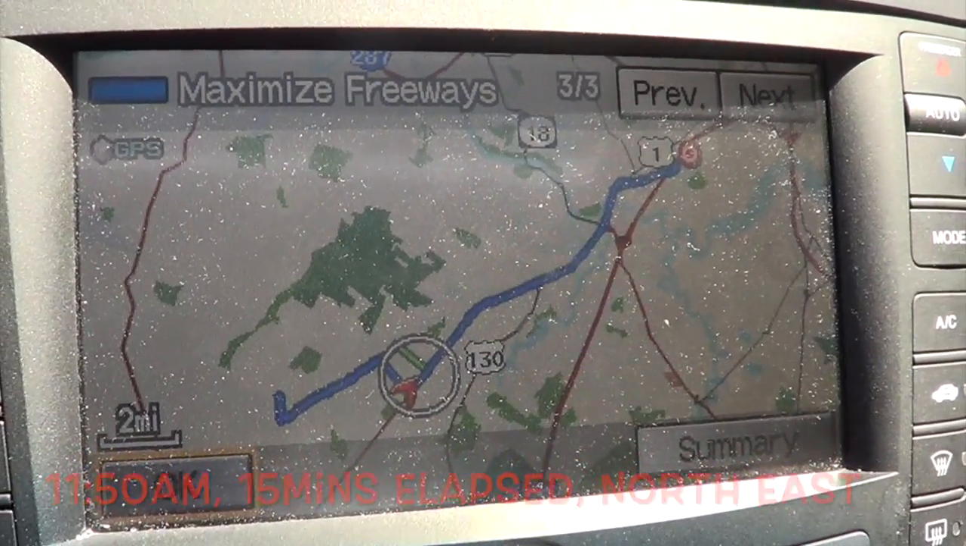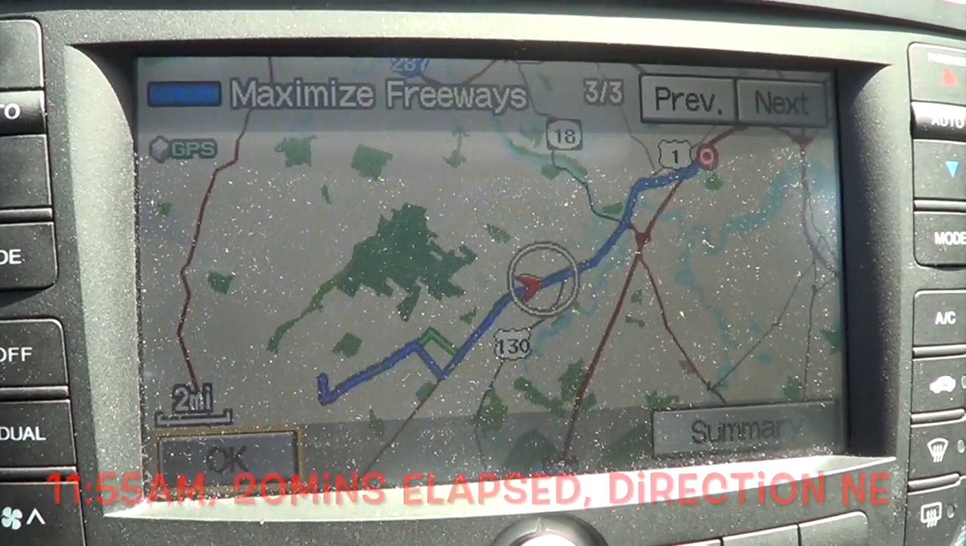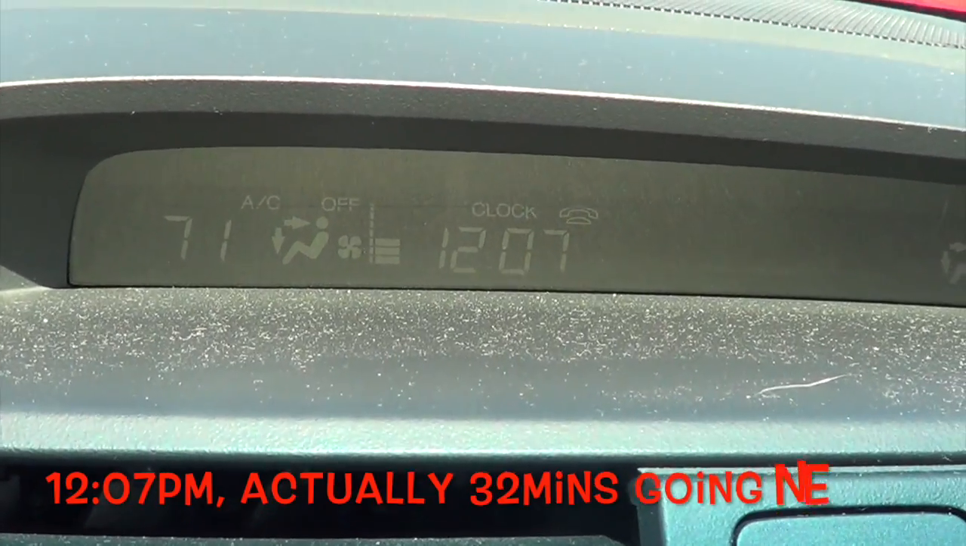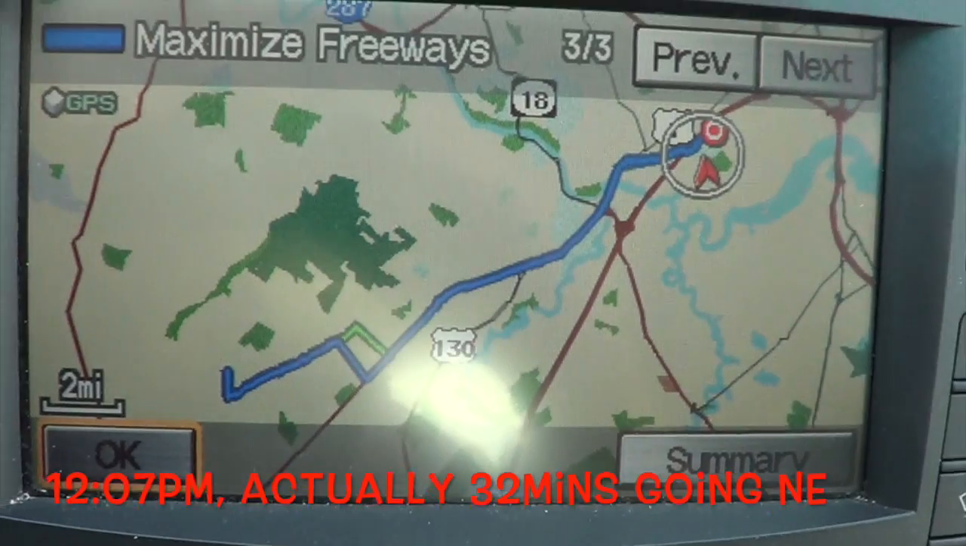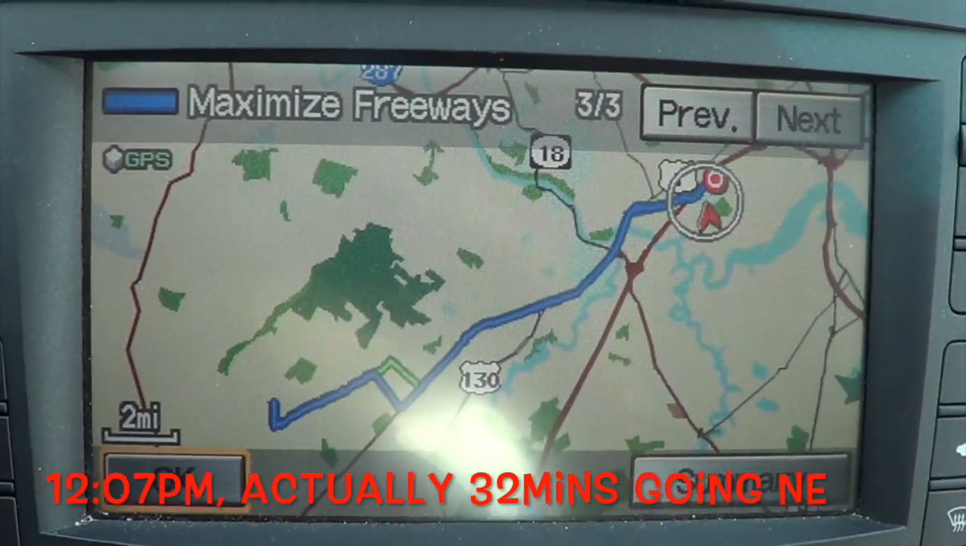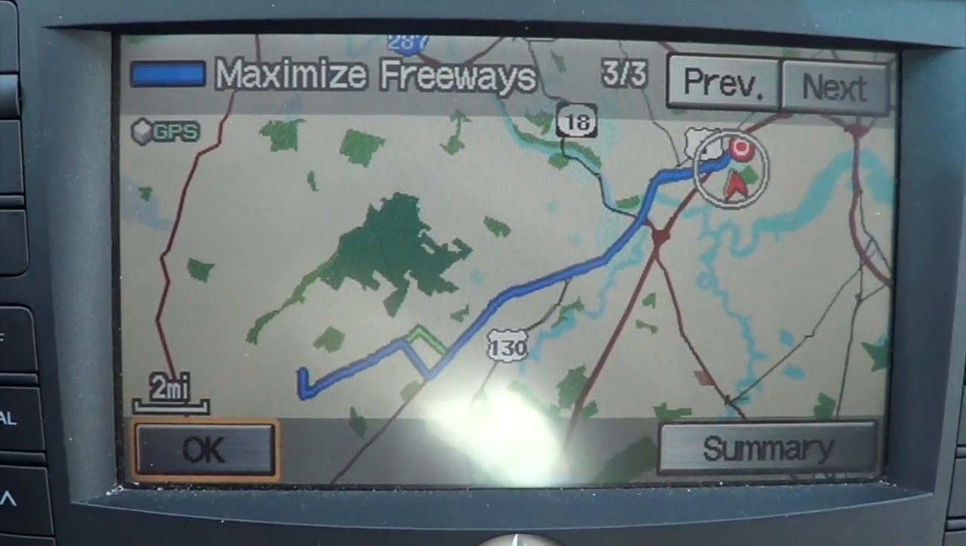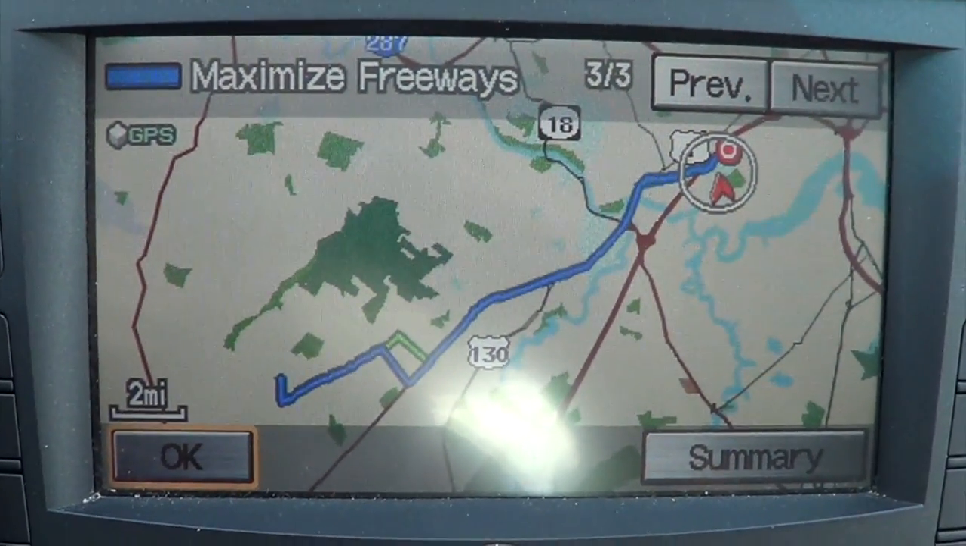15 minutes now. 20 minutes now at 11:55. 25 minutes now, 12 o'clock. Okay, 27 minutes now, it's 12:07, and you can see we arrived at Middlesex County College, so it was about 27 minutes. Going home, I think it's usually about 35 to 40 minutes, depending on the traffic too.